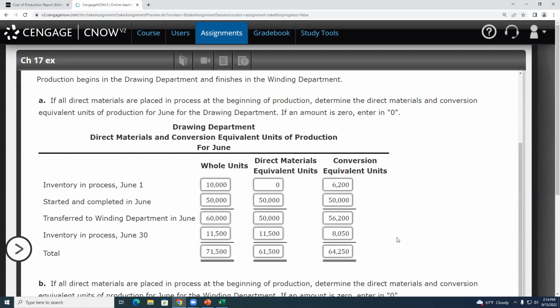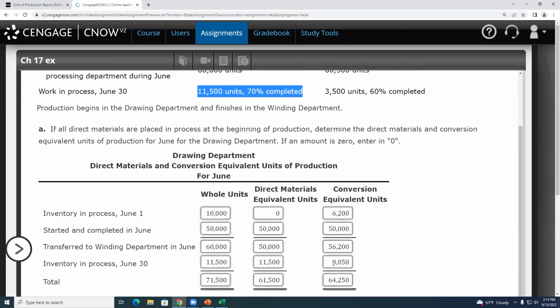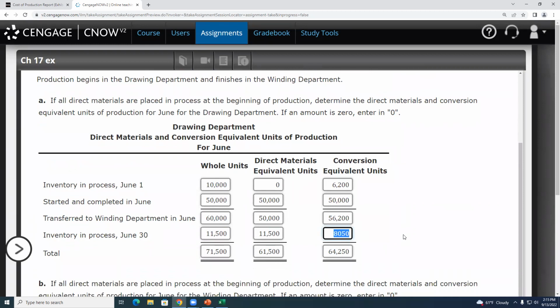Everybody good up to this point? Any questions about part A? What did you get the 8,050? So it's the 11,500 whole units times the 70%. So that's from right here. Oh, okay. 11,500 times 70% is where the 8,050 came from. Any other questions on part A?